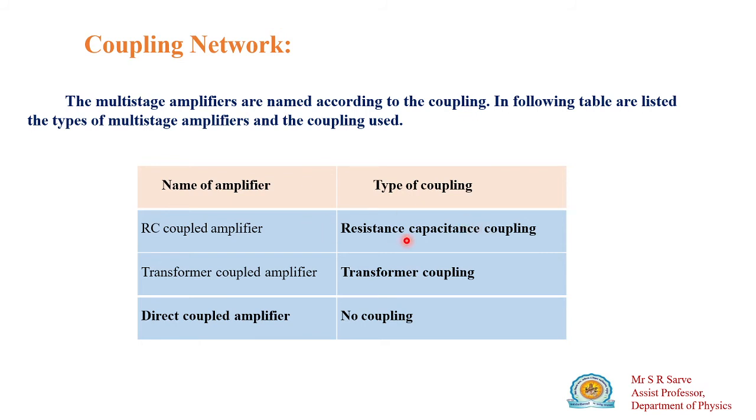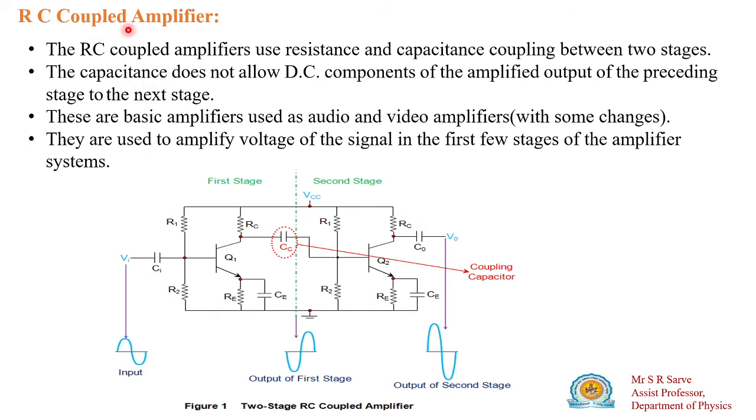Resistance and capacitor components are very cheap compared to other components, and the overall amplification is also higher than other coupling networks. Their amplification factor is high compared to transformer coupling, or inductive coupling if you are using an inductor in the coupling network. So let's learn what an RC coupled amplifier is.